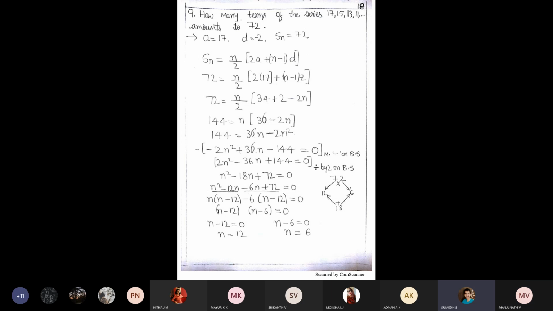Now we just split the whole expression. One equation would be n minus 12 equals 0. The other equation would be n minus 6 equals 0. When we shift minus 12 and minus 6 to the right hand side, respectively, we get n equals 12 and n equals 6. Have you understood till here?